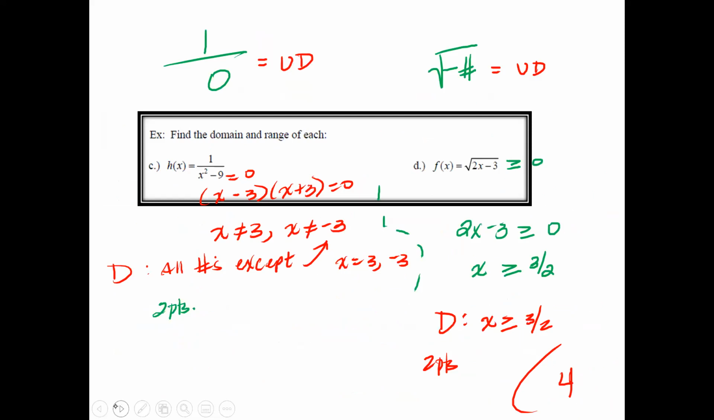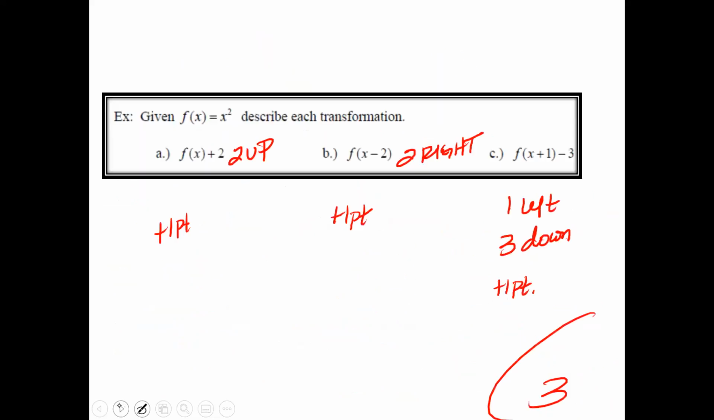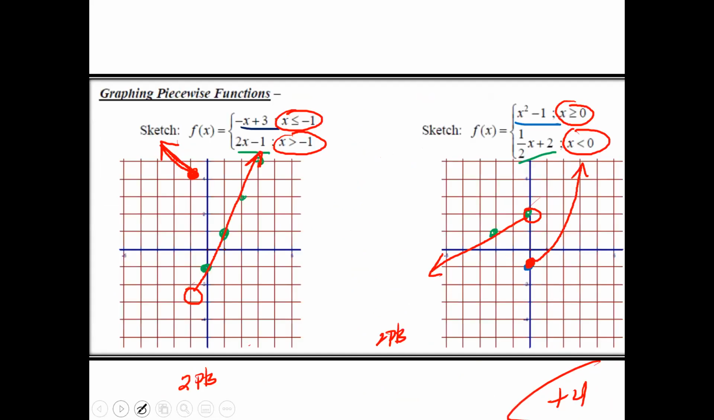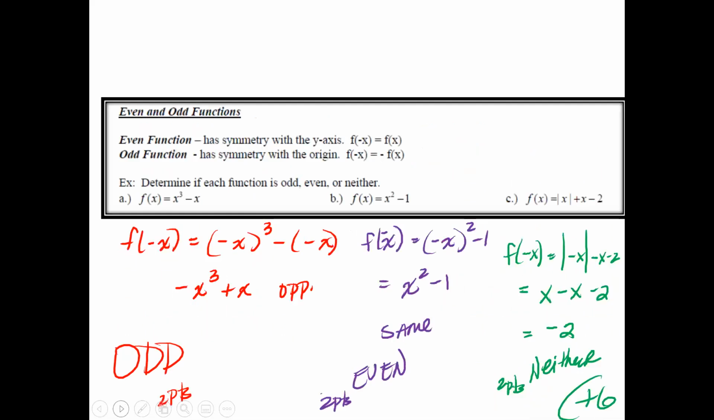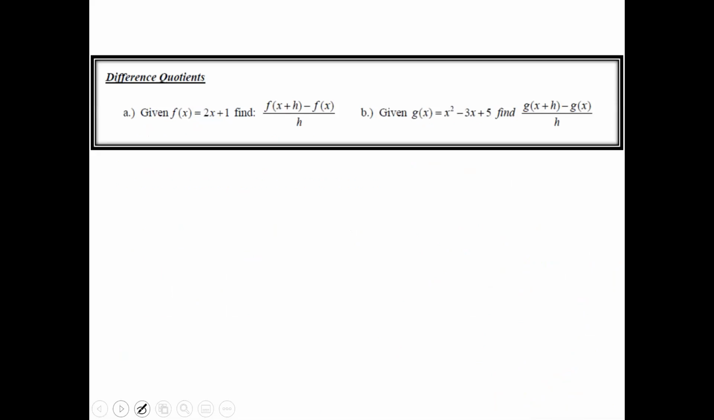for the domain and range, for the transformation, for graphing piecewise functions, even asymmetry. I'm going to go ahead and go over this one with you guys.